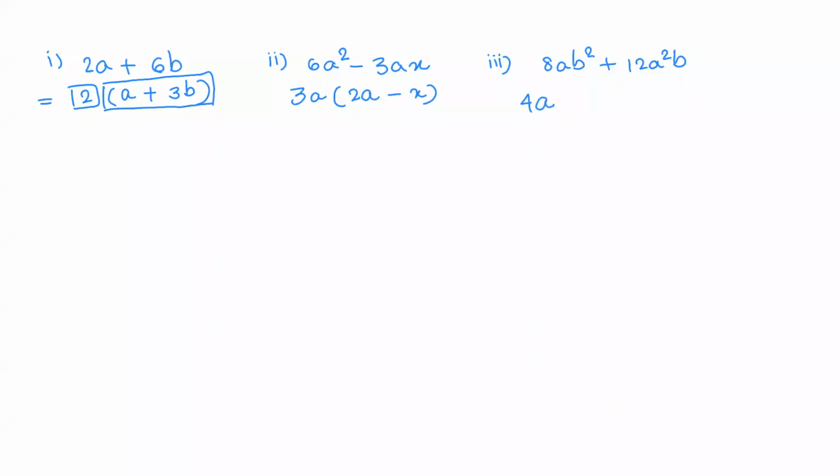अब b और b square देखो. We have ab square, we have ab. So from b square and b, we can take out b common. तो b common निकालते हैं. Now let us see what remains inside the bracket.